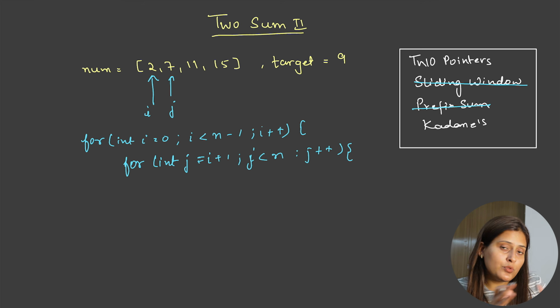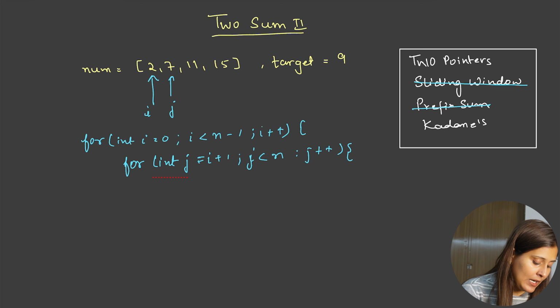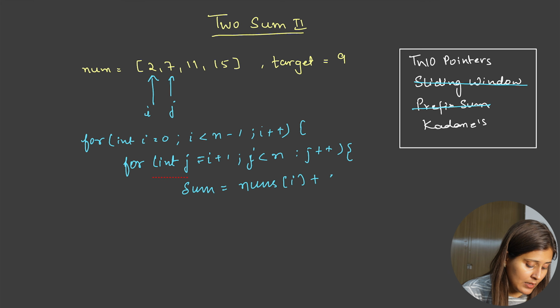Okay, now we have 2 for loops for i and j also. Now what we would like to find? We will find a summation here. So we will write sum is equal to, what will be the sum? Sum will be nothing but nums of i plus nums of j.